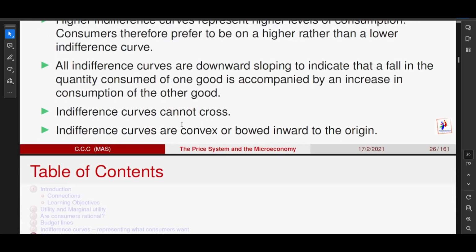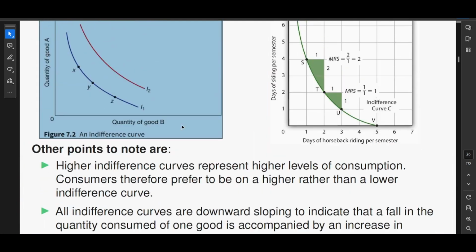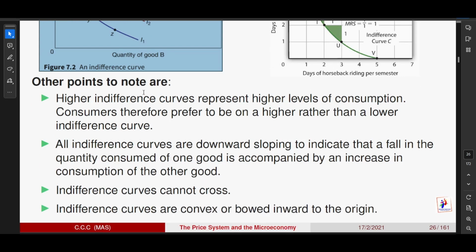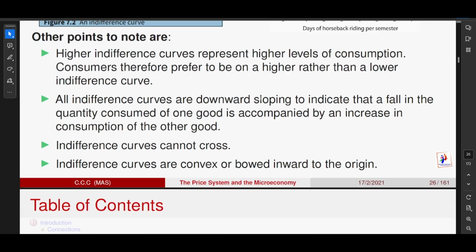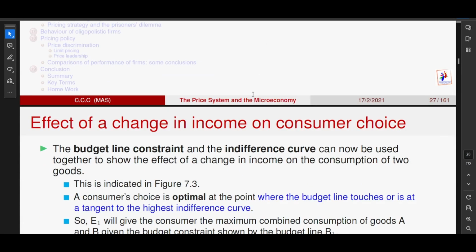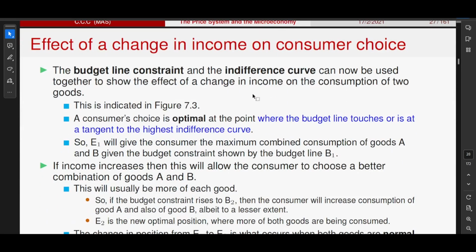So that's the given about the shape of the indifference curve, right? We know that it's downward sloping, they cannot cross, and it's convex. Let's continue from there. Let's try to put everything together. So it says the budget line constraint and the indifference curve can now be used together.